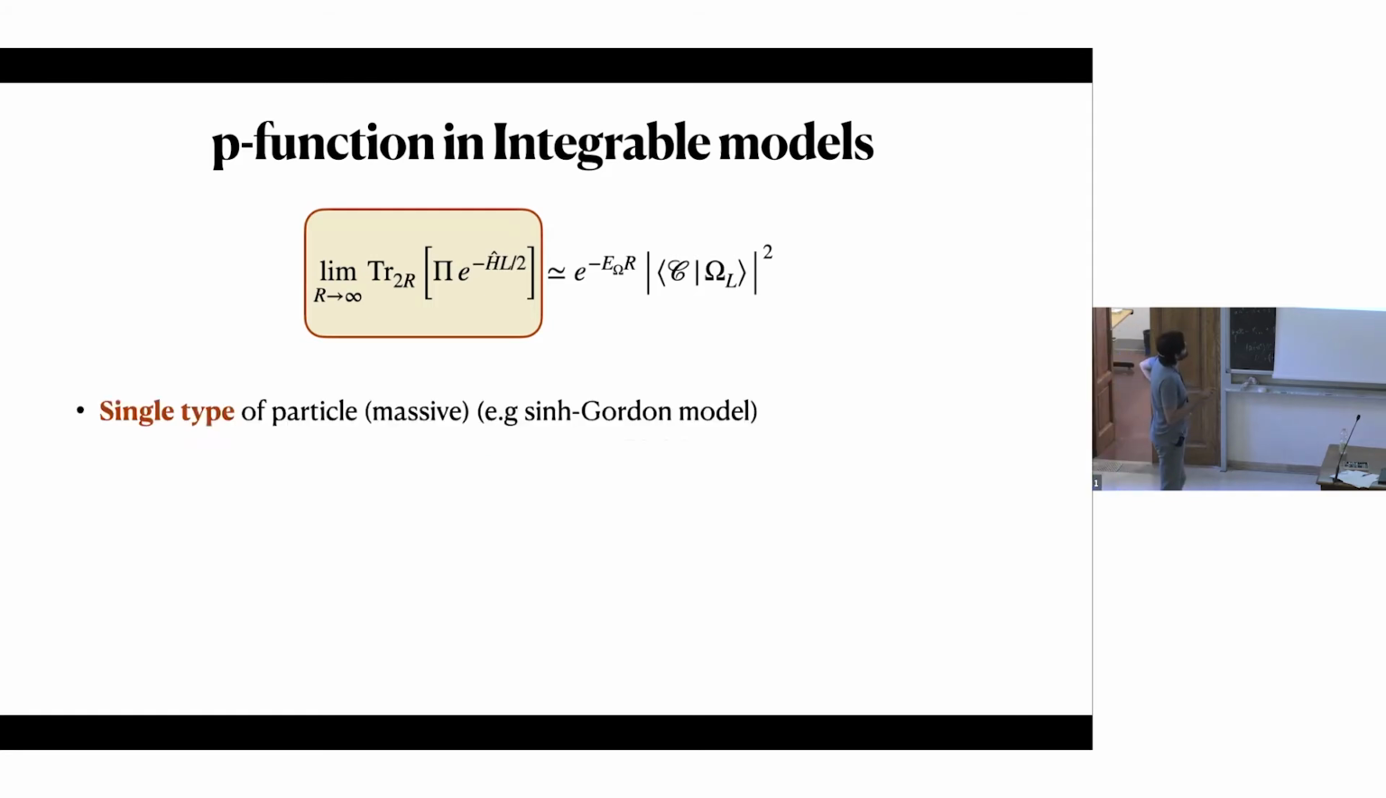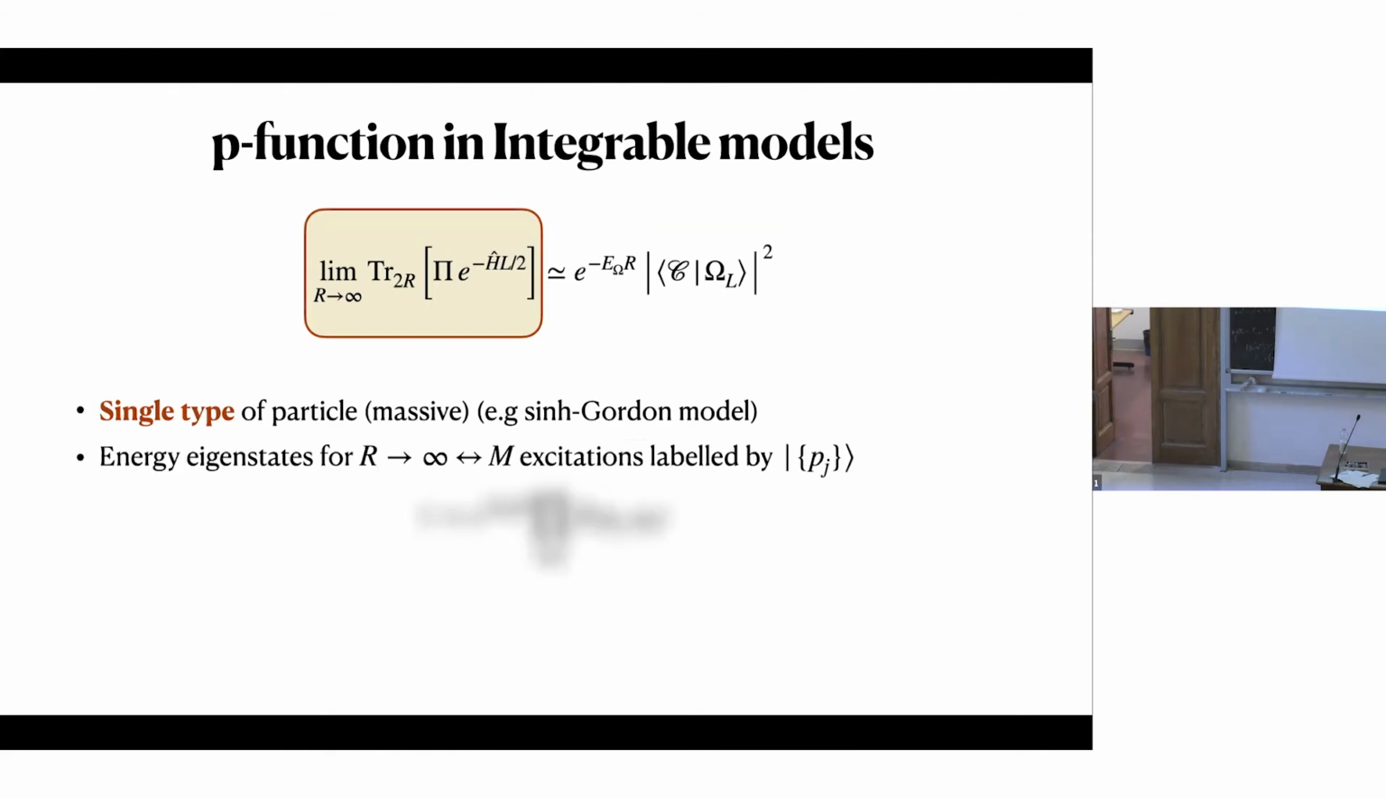Okay, let's do this for the simplest integrable model that we can think of. So let's consider a model that has just one type of massive particle. The best known example is the Sine-Gordon model, which is the simplest interacting integrable model that exists.